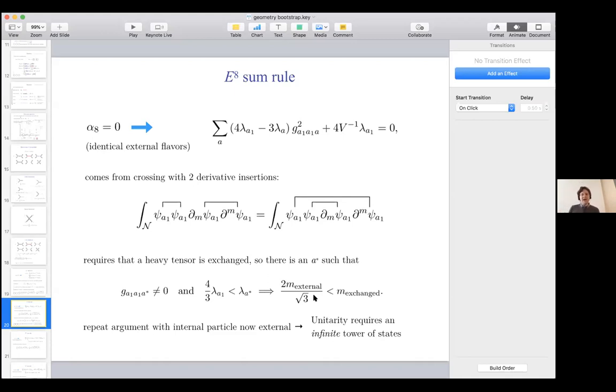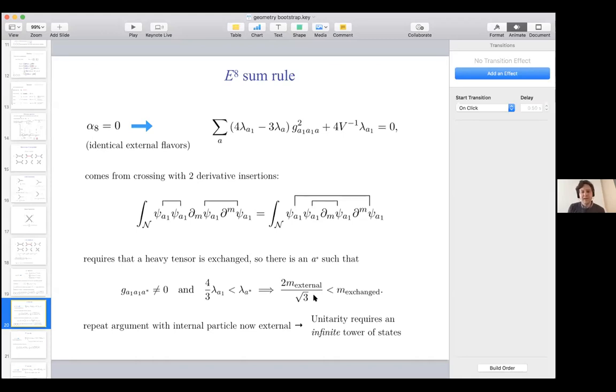And now if I go back and scatter that heavier one, there has to be a heavier one still, and I repeat this ad infinitum, and that tells me there has to be an infinite tower there. So this is another proof, if you like, that there's an infinite number of eigenfunctions. And it's also proof that you need this infinite tower in order to get the right cancellation of high energy behavior.